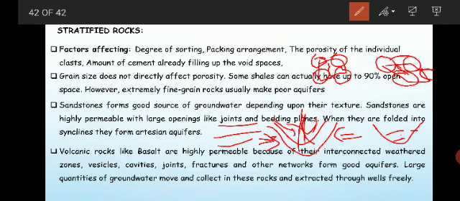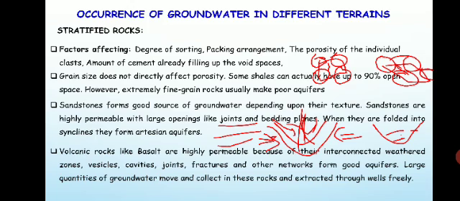Fractures and other networks are seen in rocks like basalt, which you can call a stratified rock, because it is formed in layers. They act as good aquifers. Then a large quantity of groundwater moves and is collected in such types of rocks, and it is extracted freely through open wells or bore wells. So this is how groundwater occurs in stratified rocks.